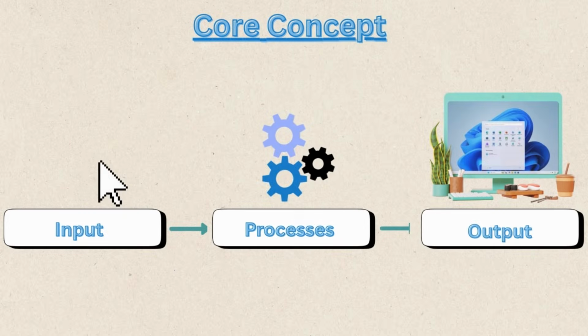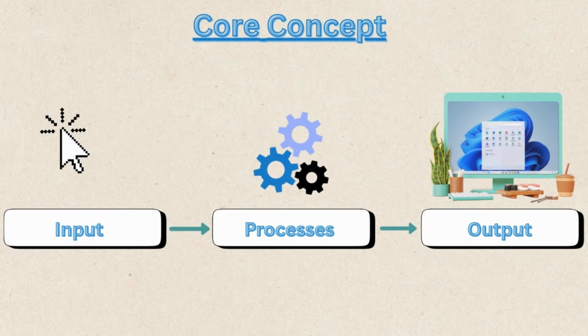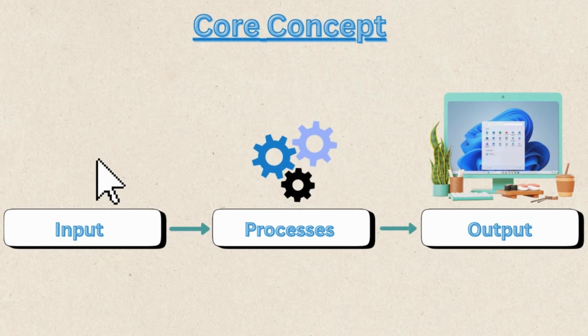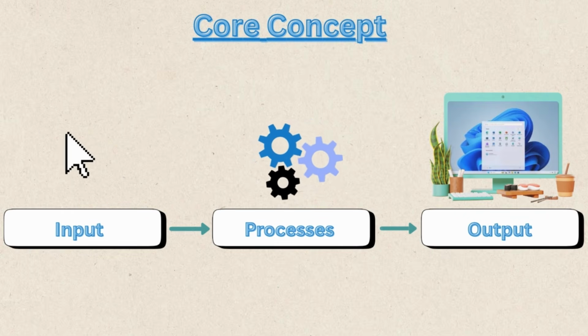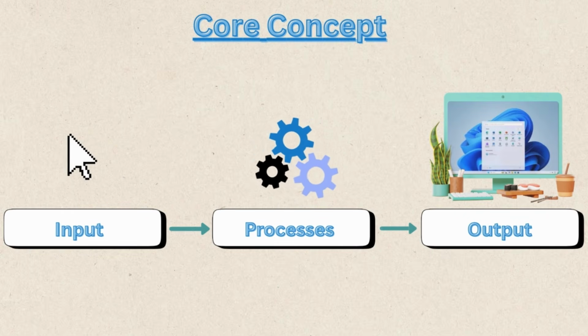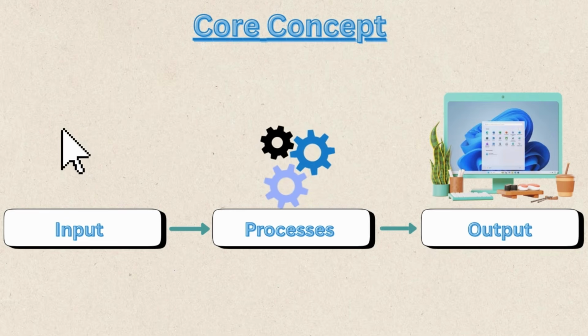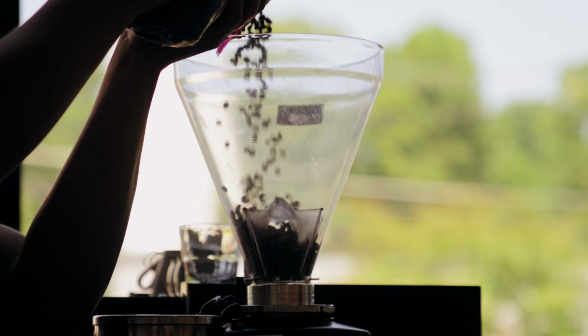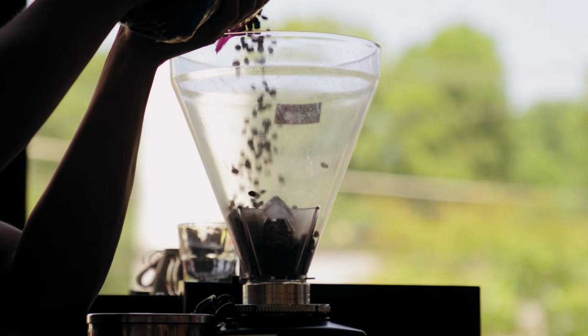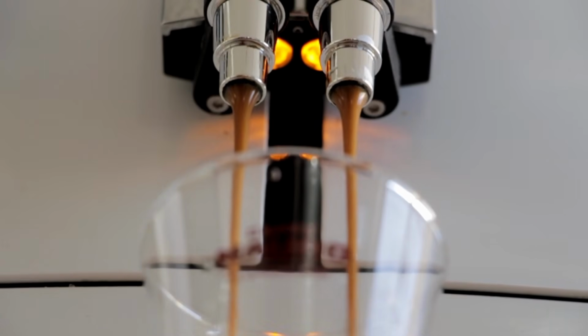Now, at its core, a computer is typically an electronic machine that takes input, processes that information, and gives you an output. And that's really the simplest way to explain it. Let's better visualize this using something familiar, like your coffee machine. You input the coffee grounds or beans into the machine. It then processes them with heat and water, and the output is a wonderful fresh cup of coffee.